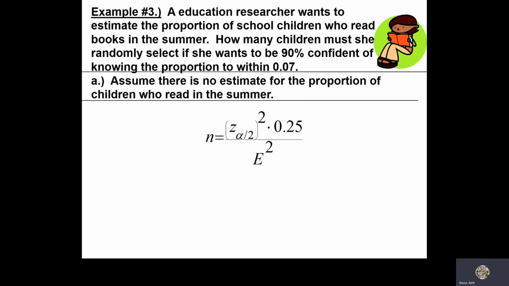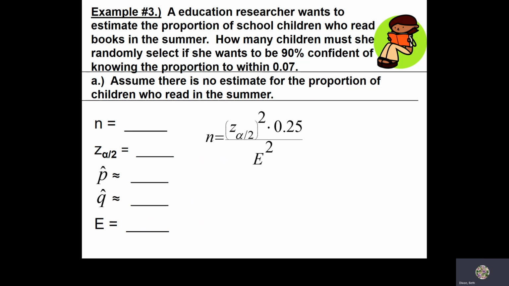Here is our formula for the A part, where we do not know the proportion of children who read in the summer. Assume there is no estimate for the proportion. So this gives us n equals z alpha sub 2 squared times 0.25 divided by e squared. So we need to find all of the variables. We need to know n. That's what we're looking for.